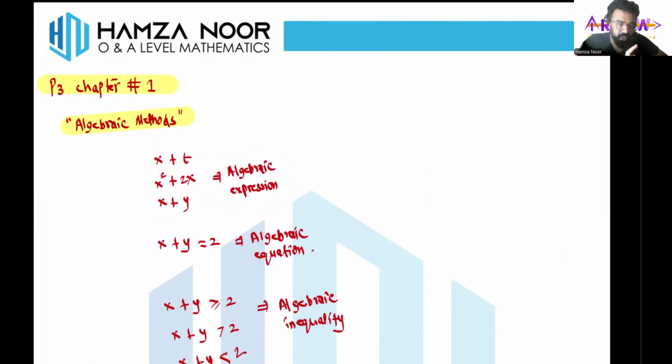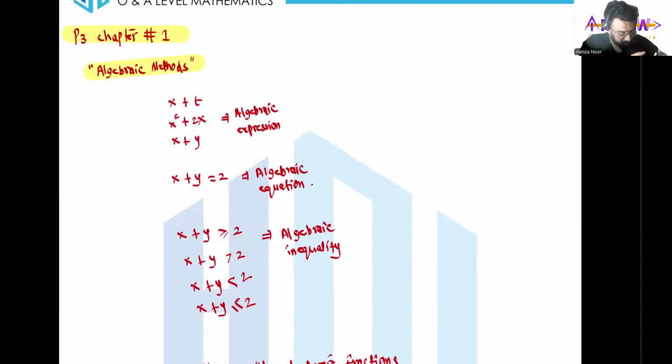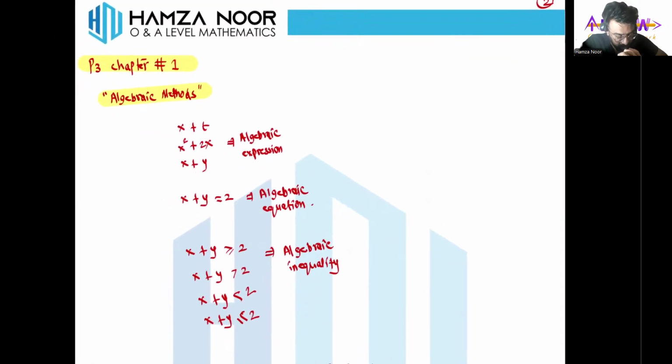But let's say that an algebraic expression is kept equal to something, meaning you have used the equals to symbol. So let's say x plus y is equal to 2. Okay, so now this will become an algebraic equation. And let's say if you used an inequality sign in any way, this will become an algebraic inequality. So first of all, you need to clearly distinguish between what is an algebraic expression, what is an algebraic equation, and what is an algebraic inequality. Okay, so quite simple. I hope you have covered this much page. So now let's move on.